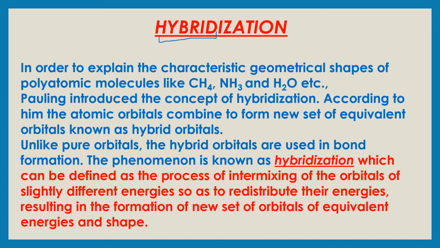If I take a simple example, suppose I write carbon, which is present in every organic compound. The electronic configuration we write as 1s2, 2s2, 2p2, 6 is the atomic number. I am just showing the valence electrons because the 1s2 electrons do not take part in bonding. Only the outer valence electrons do. So 2 in the 2s I am showing here, and 2 electrons in 2p are here.